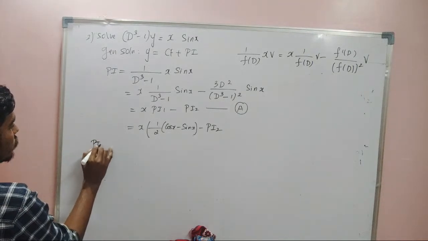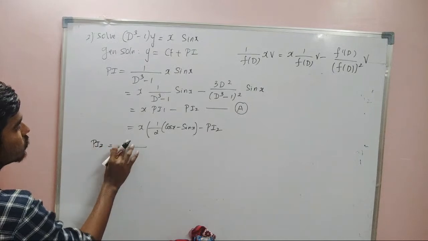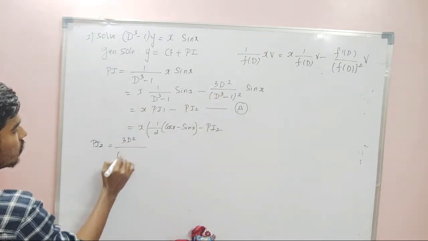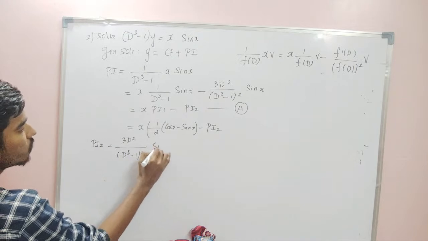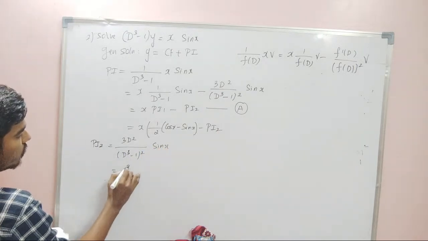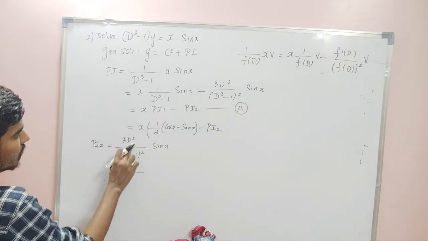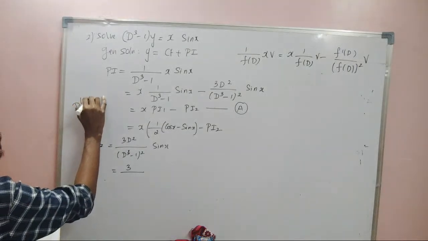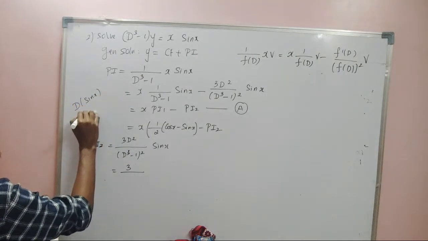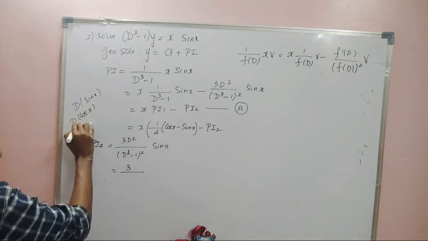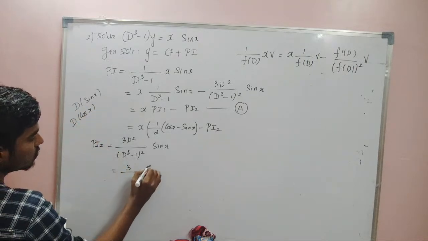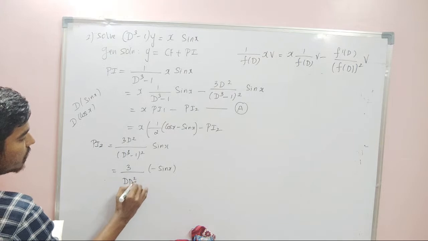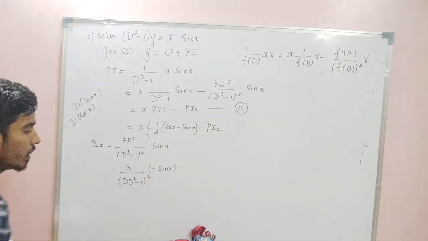Now we need to find PA2. So PA2 is 3 by d cube minus 1 whole square into sin x, right? So this will be 3 by d square of sin x. So what is d square of sin x? The derivative of sin x is cos x. Again we find d, so d of cos x is minus sin x. So this turns out to be minus sin x, and I can write this as d into d square minus 1 whole square, right?